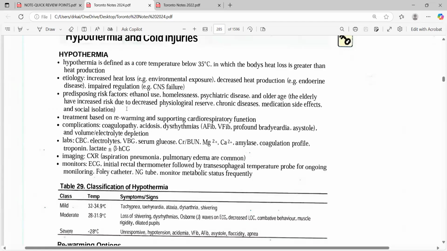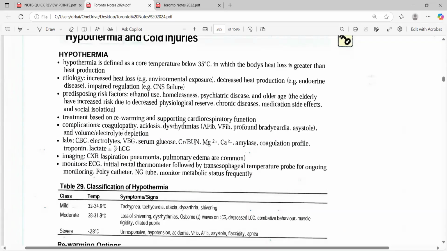Mainly in hypothermia, you also need to know what labs you need to do and what complications it can cause. It can cause coagulopathy. Acidosis is one of the most important things. Wherever you see a lactic acidosis or metabolic acidosis, you just need to correlate it with which kind of disease it is and keep it in the back of your head. Dysrhythmias, volume and electrolyte depletion. Then the labs are basically CBC, venous blood gases, checking creatinine, BUN, magnesium, calcium, all of these, and the lactate as well.